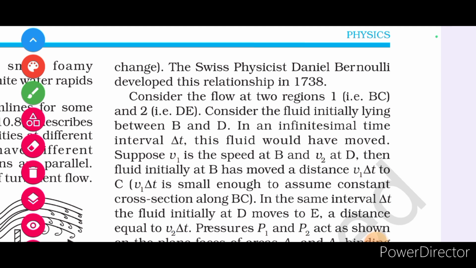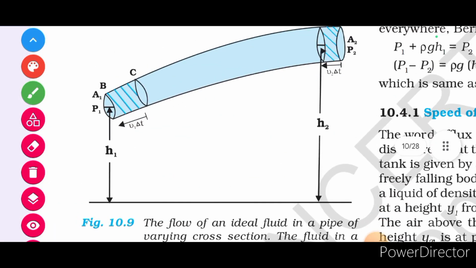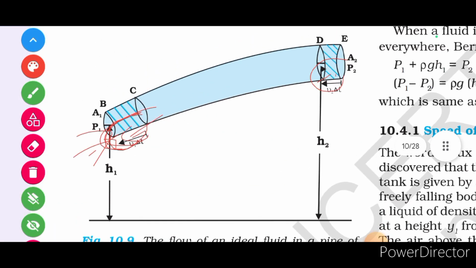We have taken a very small time interval, a very small delta t. Suppose v1 is the speed at B and v2 at D. Then fluid initially at B has moved a distance v1 delta t to C. The velocity here is v1 at point B, and it has moved in delta t time.